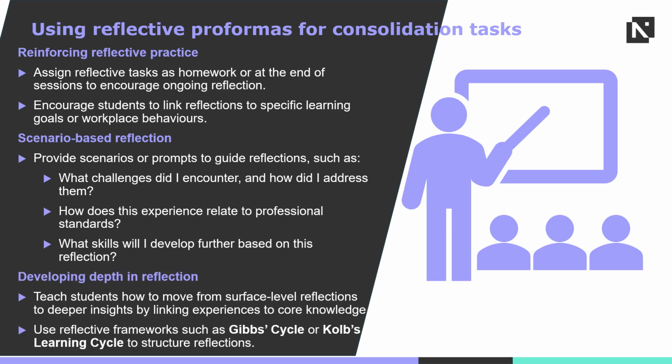Finally, to help students move beyond surface level reflection, focus on developing depth. Teach them how to link their experiences to core knowledge for deeper insights. Using reflective frameworks such as Gibbs cycle or Kolb's learning cycle can provide a structured, step-by-step approach to reflective practice. By integrating these strategies, you empower students to engage in meaningful reflection that not only consolidates their learning but also equips them with the critical thinking skills needed for lifelong growth.